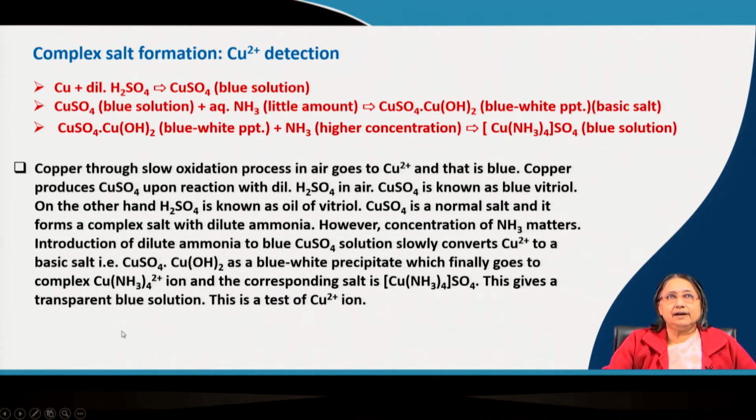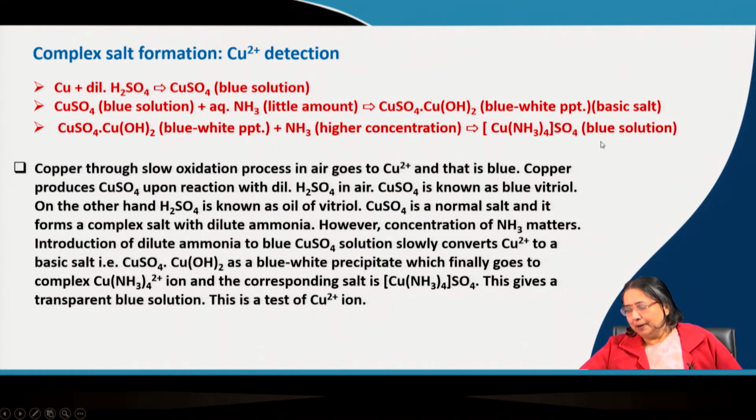This gives a transparent blue solution, and this is a test for copper 2 plus ion. This is also shown here as the reaction. Copper with dilute H2SO4 gives copper sulphate solution which is blue, then copper sulphate with aqueous ammonia gives this basic salt, which is a blue white precipitate, and then if you increase the ammonia to a higher concentration, it will form the complex salt. So, this is a very good test of copper ion.